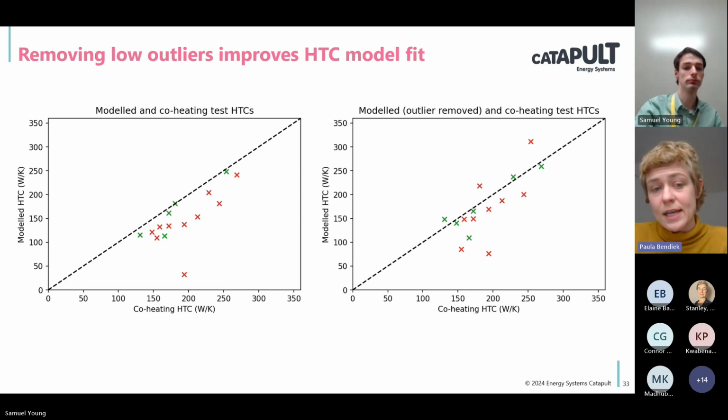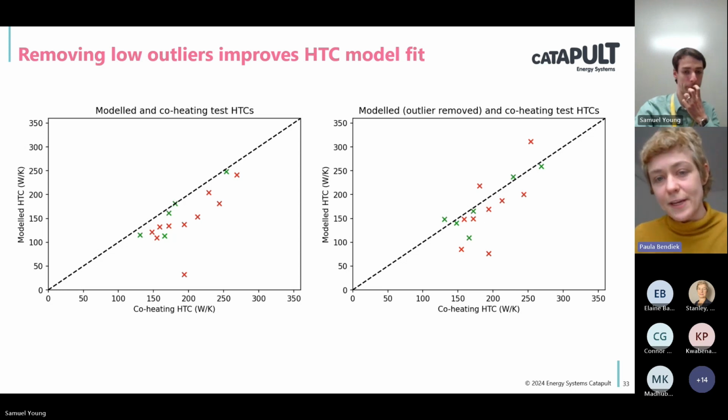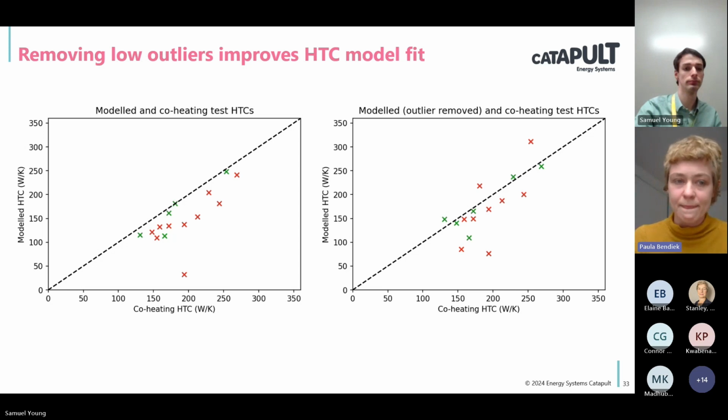On the right-hand side, we're comparing the modeled and the co-heating HTC, but this time the outliers have been filtered out, and we can see this gives us a better fit, and the model is slightly less biased than before.